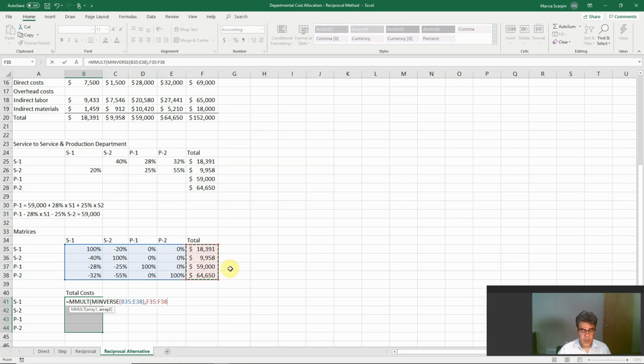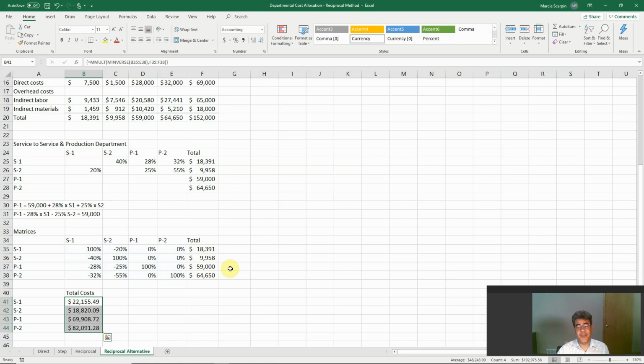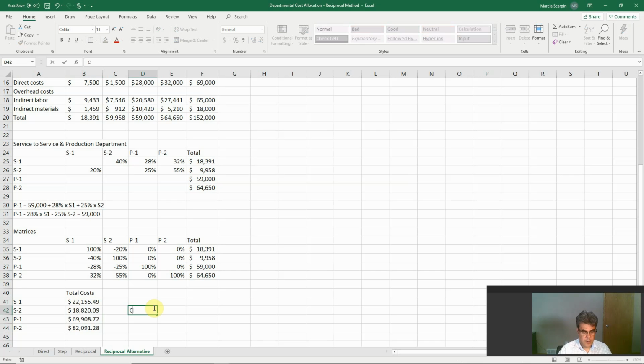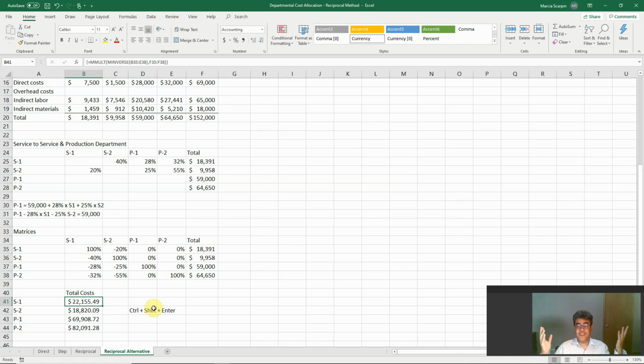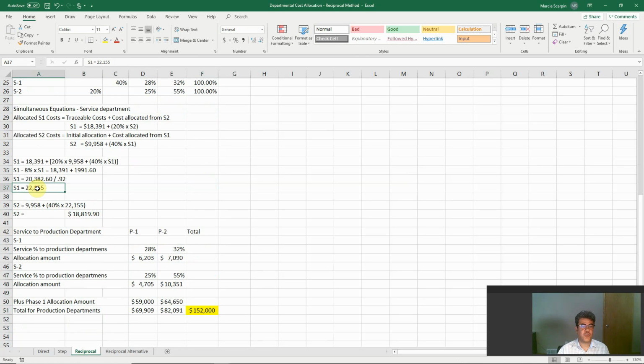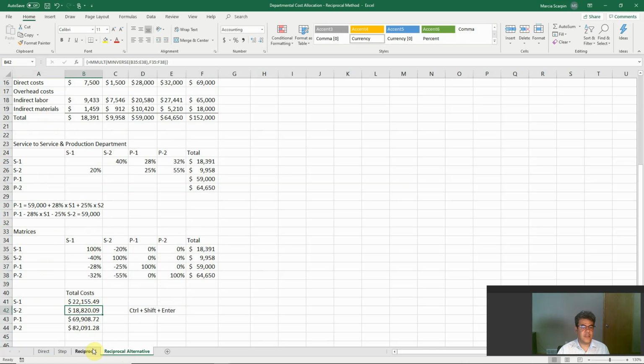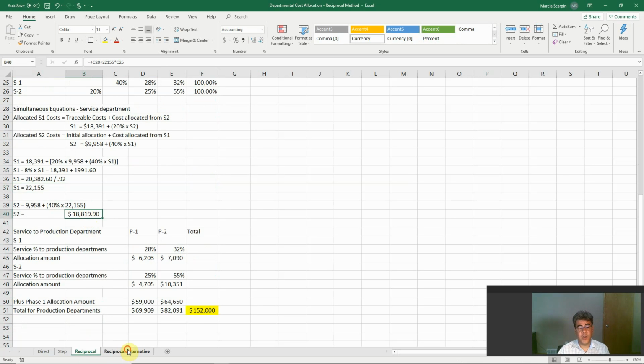A tricky one. We don't push enter because we are not working with one cell. We are working with a matrix. So Control, Shift, Enter. And we have our numbers here. So here, Control plus Shift plus Enter. And this is our costs. It's solved. We don't need any other math. So if we do that, 22, it matches with the 22 here. 18, we match, and this is much more precise.